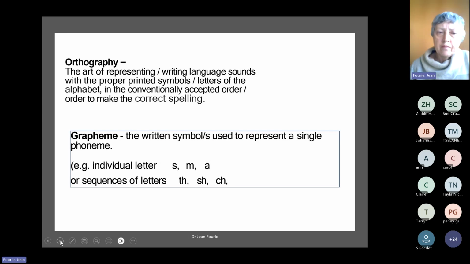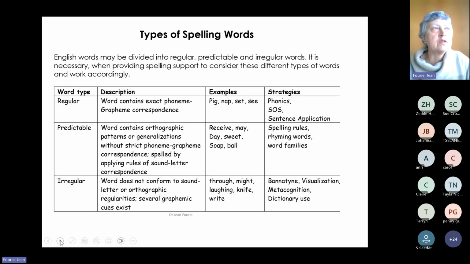So a grapheme is the actual symbol that is written on the page. So the individual letters, and graphemes may be individuals like an S, an M, or an A, or they might be sequences like a TH combined together makes a th, and a SH combined makes a sh, and a CH makes a ch. So those graphemes represent a phoneme, and we want to be able to get phonemes and graphemes in the correct order when we are hearing the language, the oral language, but also writing it.